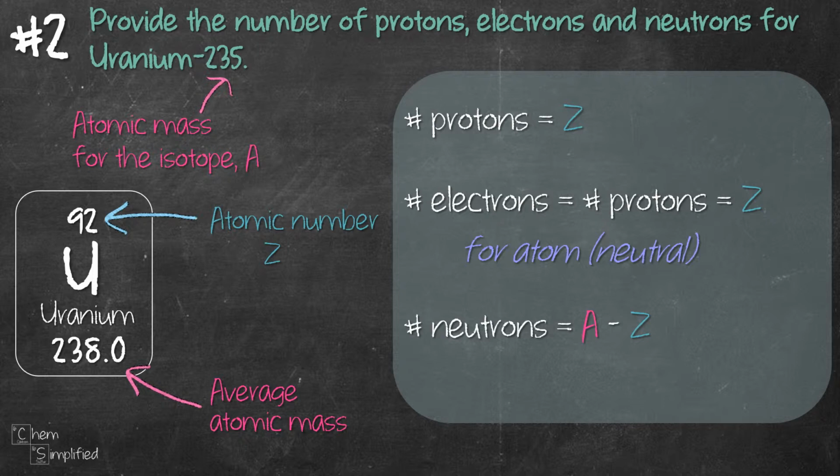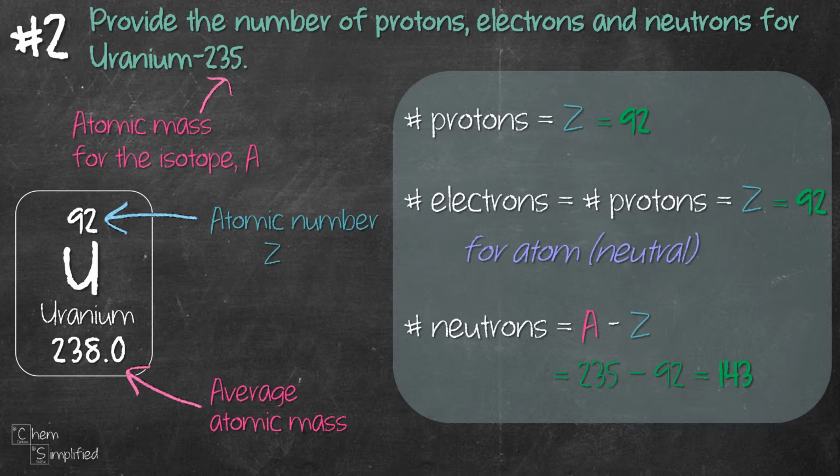Let's figure out the number of protons, electrons, and neutrons for uranium-235. You can pause the video while figuring out on your own. Okay, so the number of protons is the atomic number, which is 92. For a neutral atom, the number of electrons is the same as the number of protons, so therefore it's also 92. And for neutrons, it's the difference between atomic mass minus atomic number. Notice we're going to use the atomic mass of this specific isotope, so it's going to give us 235 minus 92, and that is going to be 143.